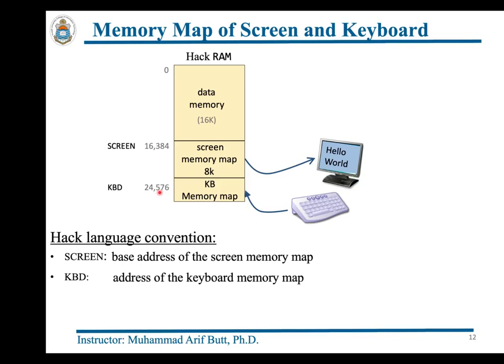Whenever we want to write to the screen, we write in the screen memory map, and in the next refresh cycle, the contents are displayed on the screen. Similarly, whenever we want to read the key pressed by the user on the keyboard, we simply read the 16-bit word at memory address 24576, which will be the ASCII encoding of the character pressed by the user on this keyboard.